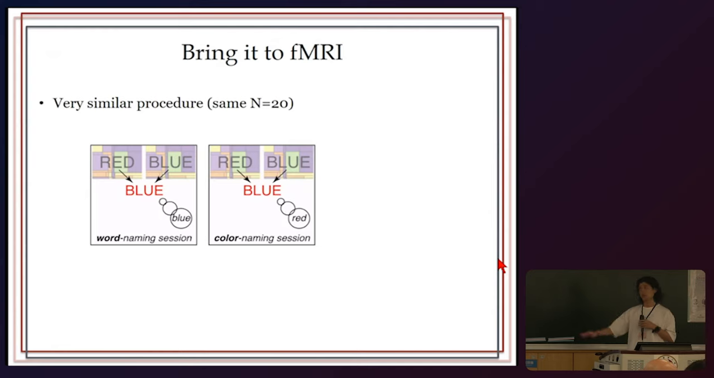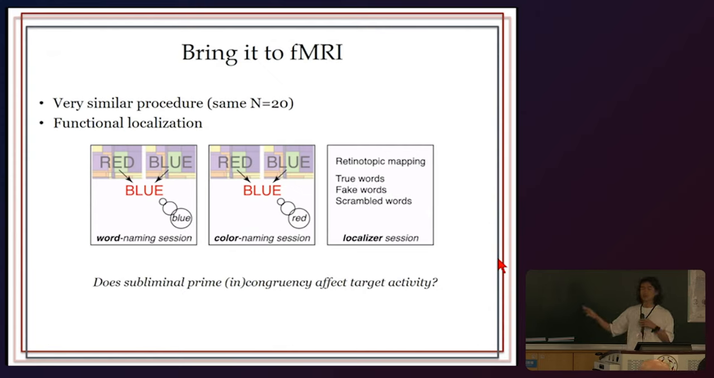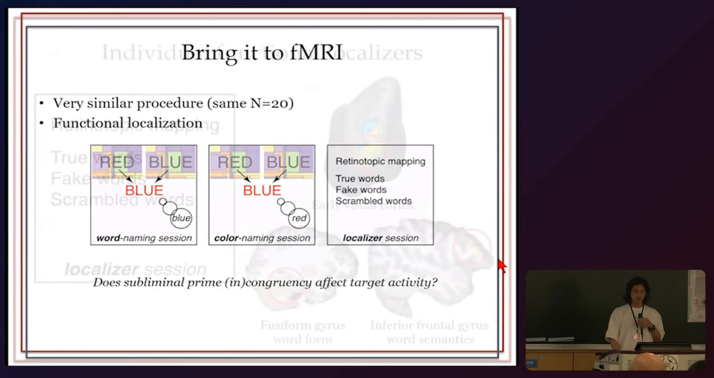This procedure is very similar. Every participant had to finish one word naming session and one color naming session. And the critical thing is that we had this localizer scan or session. I'll talk about that in a bit. Basically what we're asking here is, does the subliminal prime congruency or incongruency affect target activity? Target activity is what we are looking for here. The reason we're focusing on the localizer scan is that, based on a lot of previous literature, if you simply do a whole brain analysis, you usually don't get much subliminal activity because of very low signal to noise ratio. So we had to localize some regions.